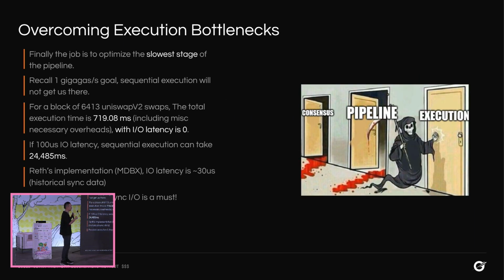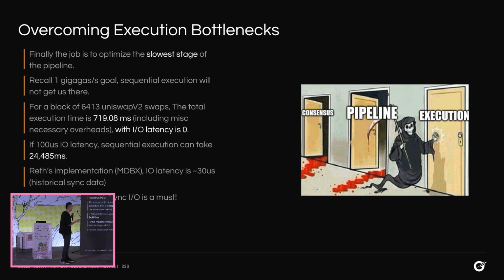Next, let's say we've solved the consensus and pipeline issues. Our next target is the slowest stage of the pipeline. Remember that I said execution is usually that one. Recall our goal of 1 gigagas per second. For example, if you want a 1 gigagas block of pure Uniswap transactions, today, even running Reth, it's going to take you 700 milliseconds. And this is under the assumption that the I/O latency is 0. In the real world, a 100 microsecond latency is actually very usual.